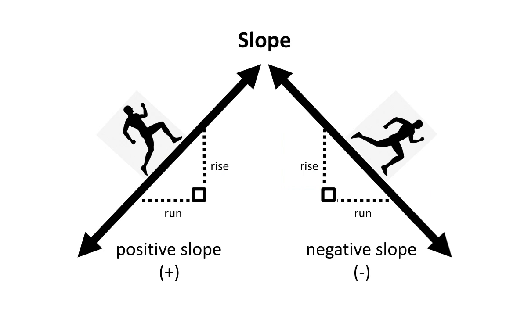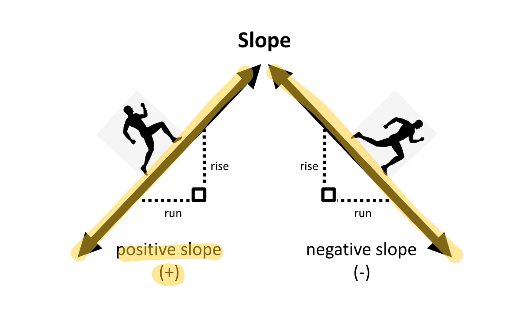Before we begin, I'm going to show you a little shortcut. If a line is pointing upwards, in other words, if you're running uphill, the slope must be positive. If your line is pointing downwards, in other words, if you're running downhill, your slope must be negative.